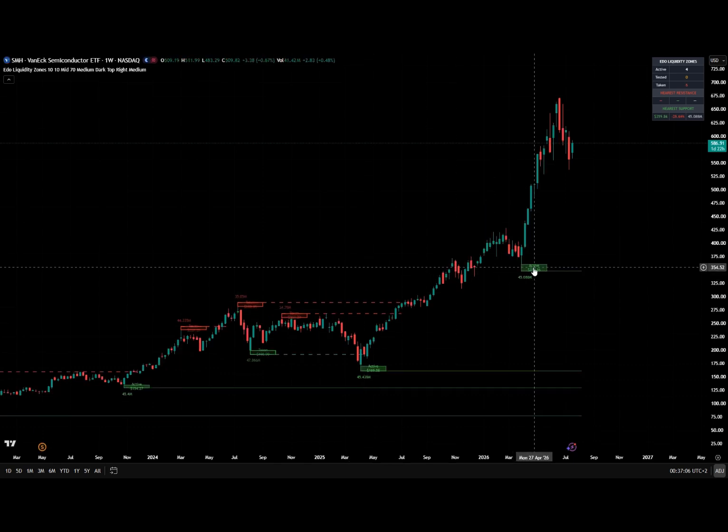Every zone has 2 parts. The box where it was created, and the line that carries it forward in time. The line is what matters later, because it extends to the right, all the way to the current candle.